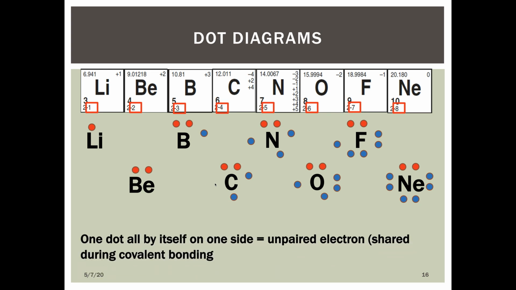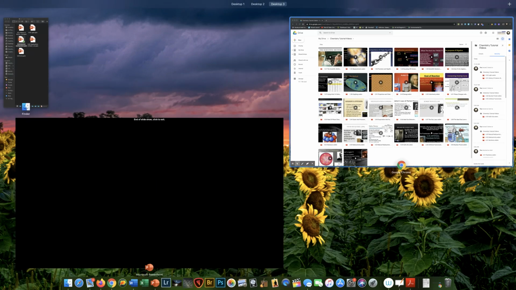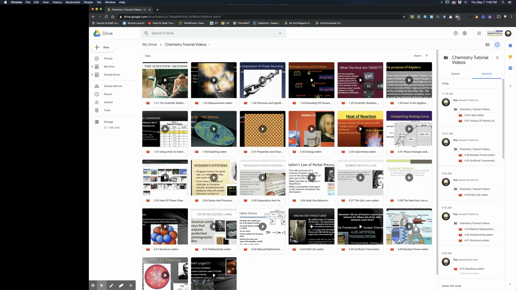So one dot by itself on one side is an unpaired electron, and these are the electrons that are shared during a covalent bond. And all bonds are formed so that atoms can end up with the same electron configuration as a noble gas, a stable octet. Now go ahead and try a bunch on your own, and I think you're going to have fun doing it. And we're going to be using this over and over and over throughout the rest of this year.